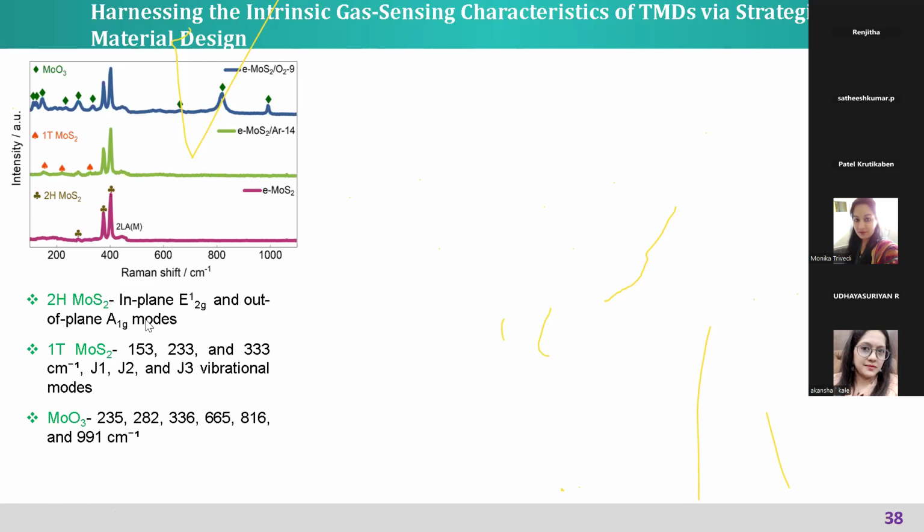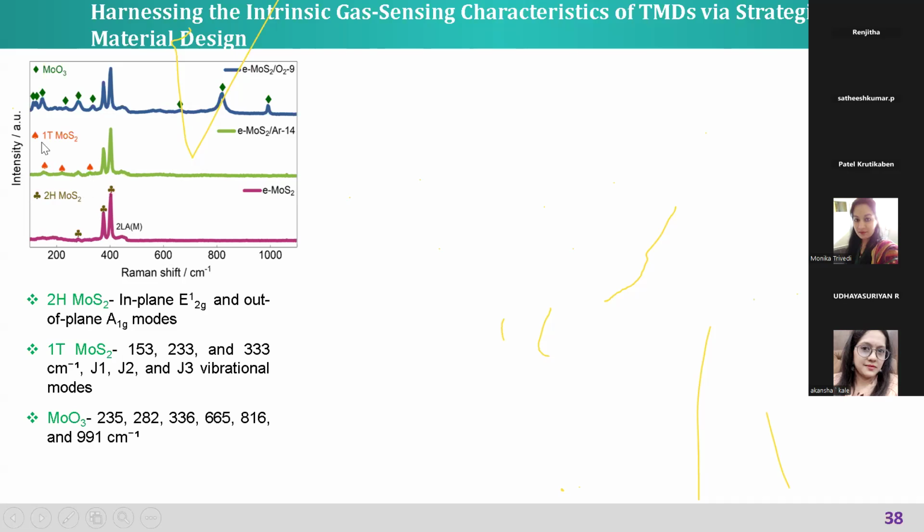Just like in this case, the E12g and A1g modes are there. These are different vibration modes present in the samples. These are the fingerprint modes. For a particular 2D material, the sample will produce a peak at a particular energy level, a particular wavelength. This is called the Raman shift. Here, the bottom curve is the exfoliated sample.